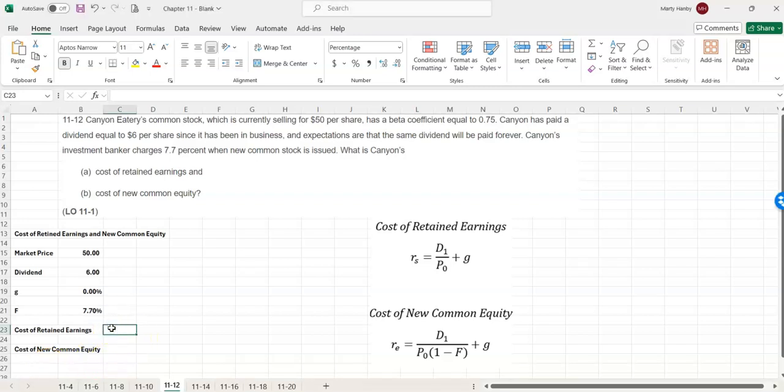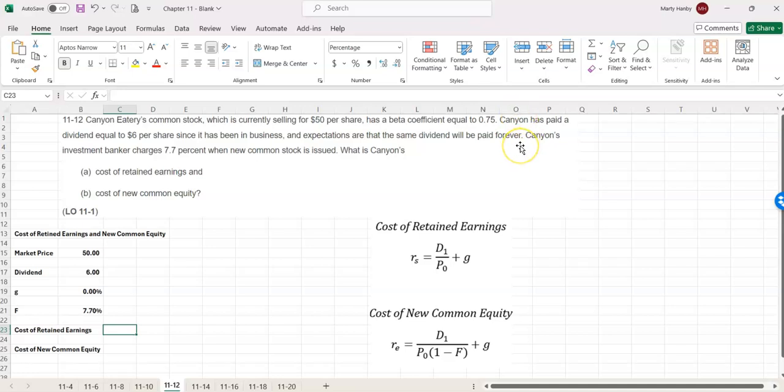Okay, this is problem 12 from chapter 11 of CFIN7. It's cost of retained earnings and cost of new common equity calculation. So Canyon Eatery's common stock, which is currently selling for $50 per share, has a beta coefficient equal to 0.75.